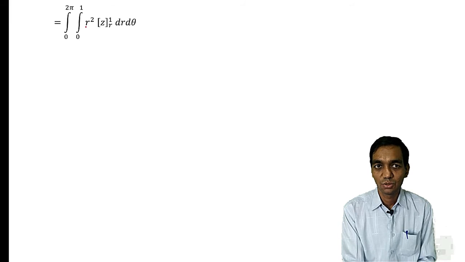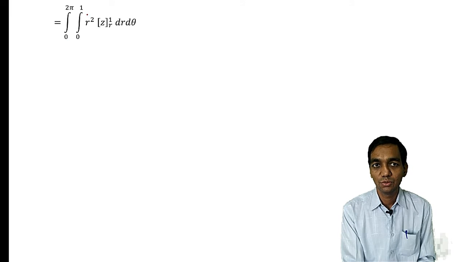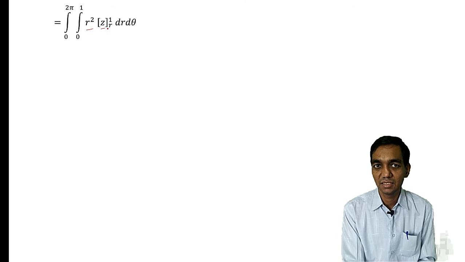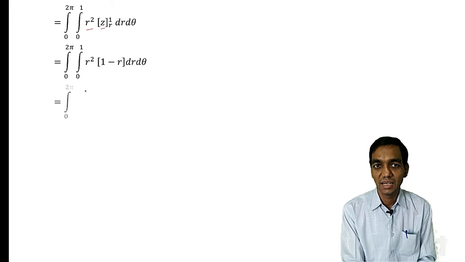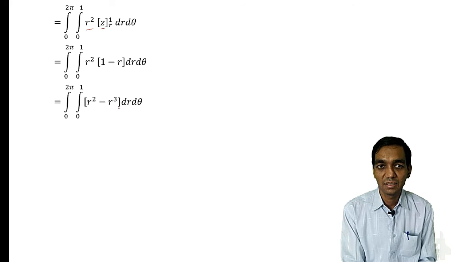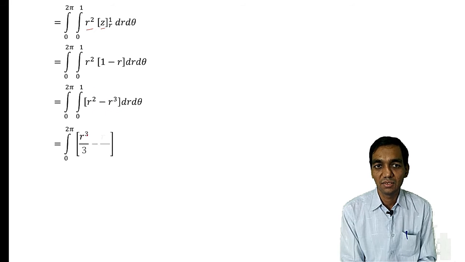So the first integration is with respect to z. So the double integration from 0 to 2 pi, 0 to 1, r square is constant, and the integration of dz is z, where the limit is from r to 1, dr d theta. Now substitute the limit. That will give you r square into 1 minus r. Now the integration is with respect to r. So multiply r square inside and integrate r square minus r cube. That will give you r raised to 3 by 3 minus r raised to 4 by 4, where the limit is from 0 to 1.